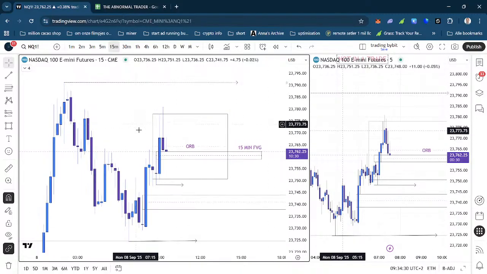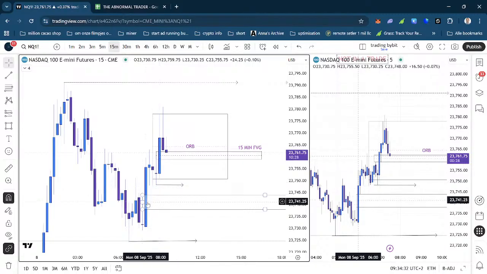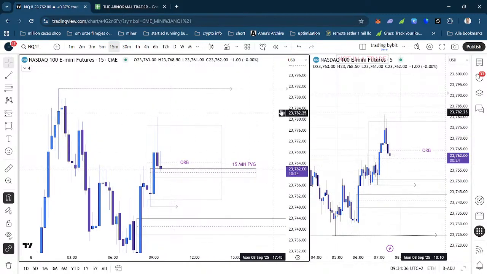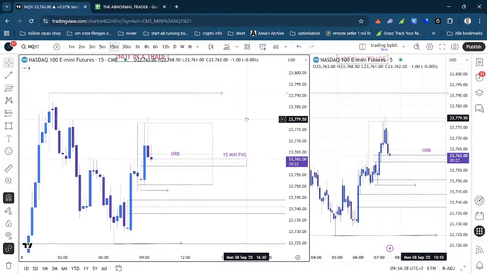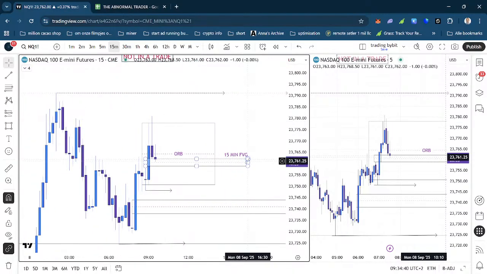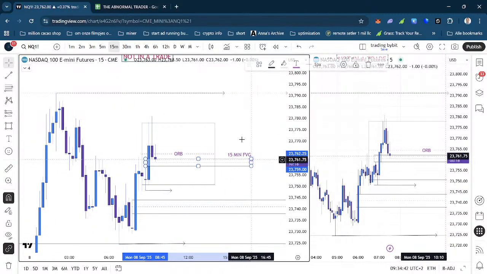So if you were trading a continuation movement from the lows, that 15-minute gap would actually be the second entry to continue higher, just because of that 15-minute fair value gap right here.